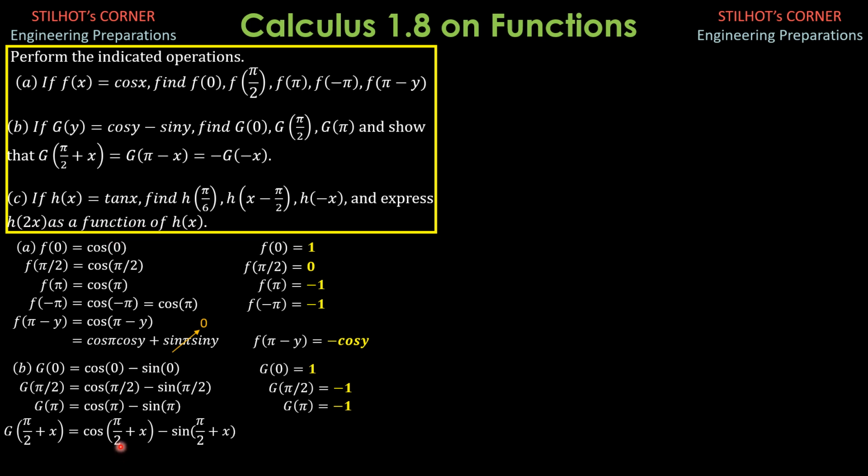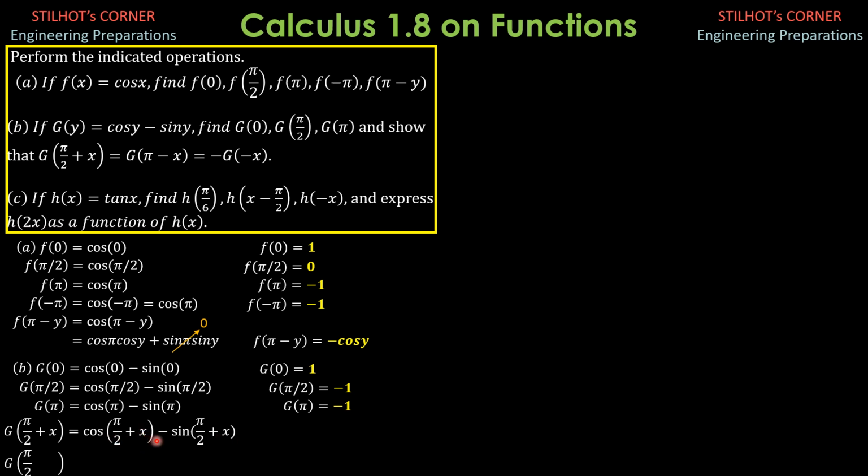So by expansion, this is cosine pi over 2. Again, you have to recall some formulas for cosine and sine. Cosine of quantity pi over 2 plus x is cosine pi over 2 cosine of x minus sine of pi over 2 sine of x, while sine of quantity pi over 2 plus x is sine of pi over 2 cosine x plus cosine of pi over 2 sine x. Sin cos plus cosine, this is cos cos minus sin sin.